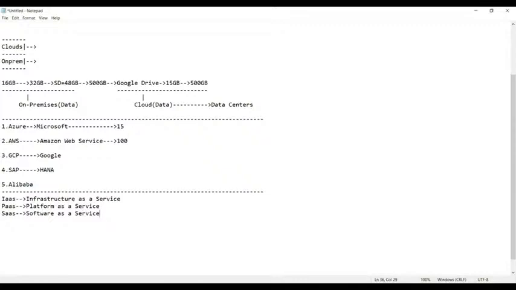That means, can you see here? They have provided their services in three different categories. Suppose, for example, what is infrastructure as a service? Let us try to understand this. When you talk about infrastructure as a service, guys, suppose you have a very large amount of data to be processed, a very massive amount of data.